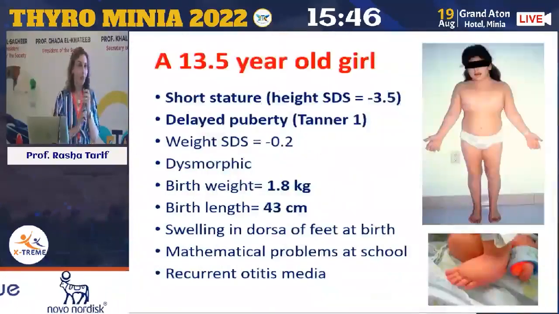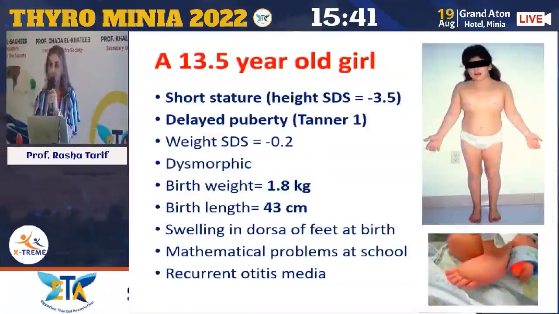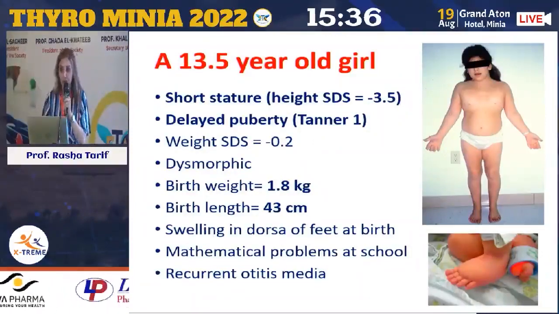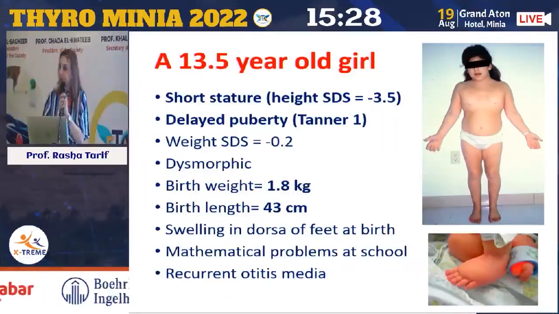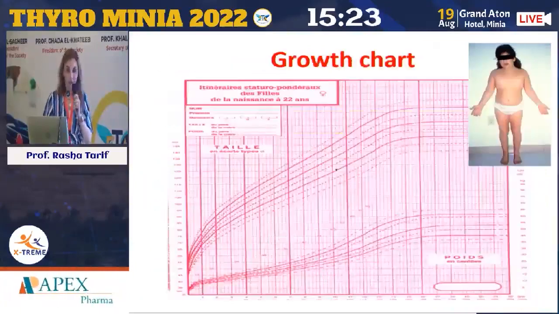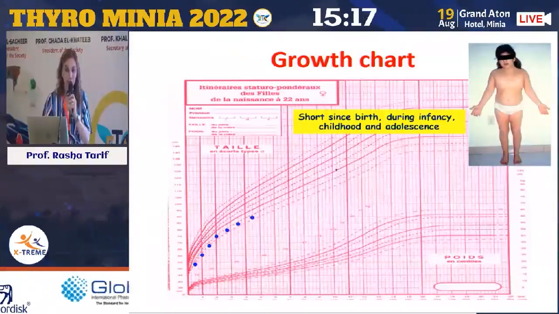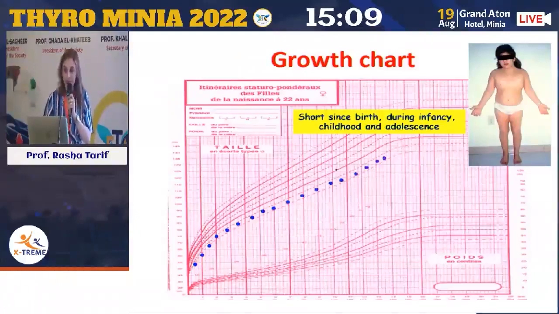What about this 13-and-a-half-year-old girl who came to me with short stature, -3.5 standard deviation? She has delayed puberty, Tanner stage 1. She was born with a very low birth weight and length, swelling in the dorsa of her hands and feet, mathematical problems at school, and recurrent otitis media. Now, looking at the chart of this girl, she was born very short, and she continued to be below -3 standard deviation until the time I saw her at adolescence.